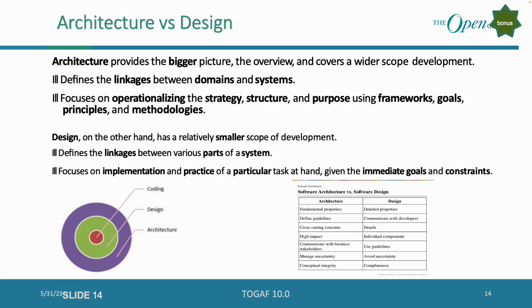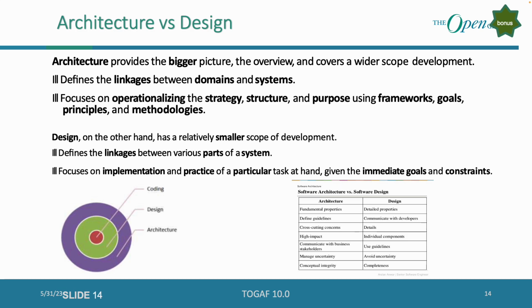On the other hand, design is more specific and focused on detailed planning and implementation of individual components, systems, or solutions within a framework set by architecture. Design delves into the specific functionality, features, and technical aspects of a particular system or solution, ensuring that it meets the requirements defined by the architecture guidelines. While architecture provides the bigger picture and covers a wider scope of development, design is more granular and concentrates on the specifics of each component or system. Architecture sets the direction and strategic guidelines, while design translates those guidelines into actionable plans and solutions.